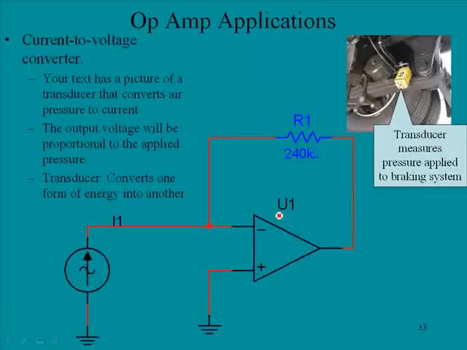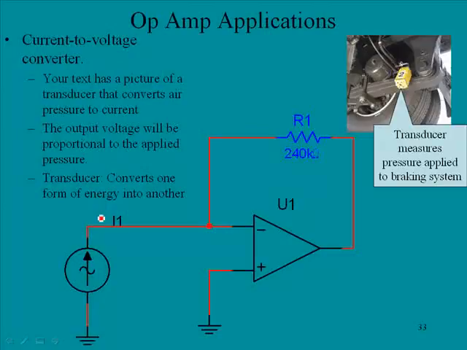Then a current to voltage converter, and let's see, your text has a picture of a transducer that converts pressure to current, and here we have an actual use of one of these. This transducer measures pressure applied to a braking system. The output voltage will be proportional to the applied pressure, and so here we have this transducer. Remember what a transducer does? It converts one form of energy into another. So in this case, it's taking air pressure and converting it into a current.